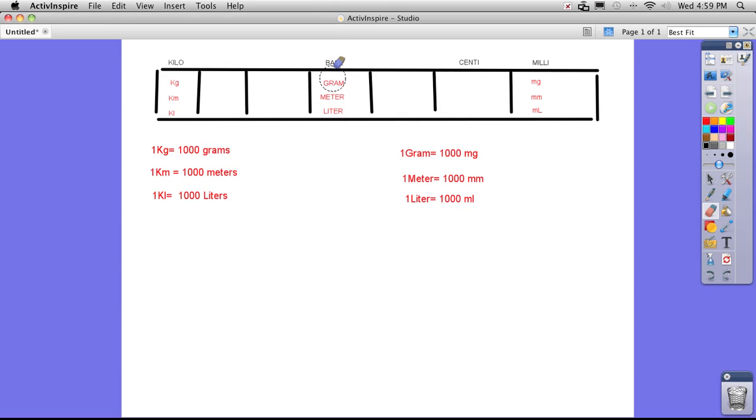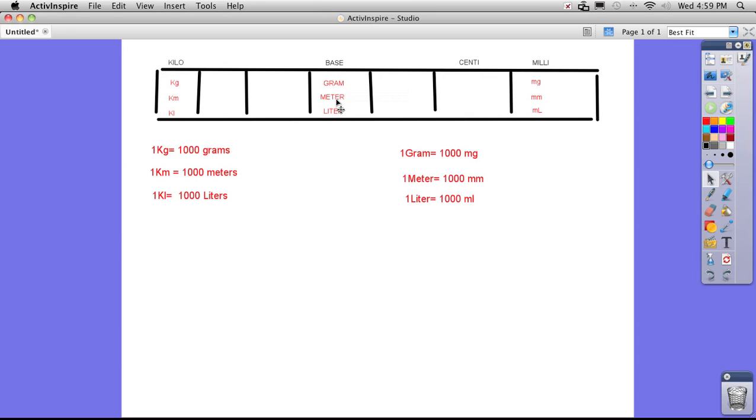Now, right in the middle, we have our base unit, okay? Think of like the sport of baseball. This is home base, okay? Now, there's three different units or bases of measurement that we can look at when we're measuring stuff, okay? The first one is gram. Grams measure weight. So you often think of somebody weighing 94 kilograms, okay? So when we talk about grams, we're talking about weight, okay?